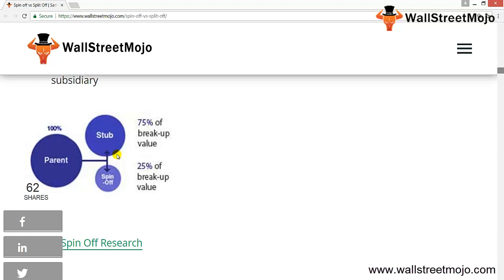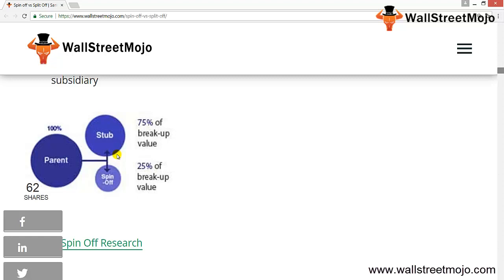Let's see some examples of spin-off. Have you heard about the Kraft Foods Mondelez spin-off? I'll tell you something about it. In October 2012, Kraft Foods Inc. spun off its North American grocery business, Kraft Foods Group, in a corporate action which entailed distribution at a ratio of one share of Kraft Foods Group common stock for every three shares of the parent company's common stock.